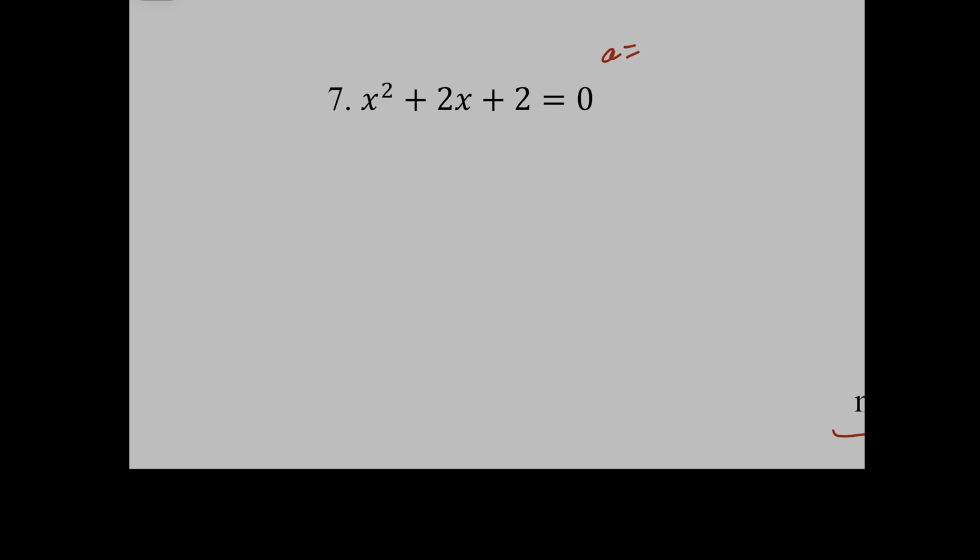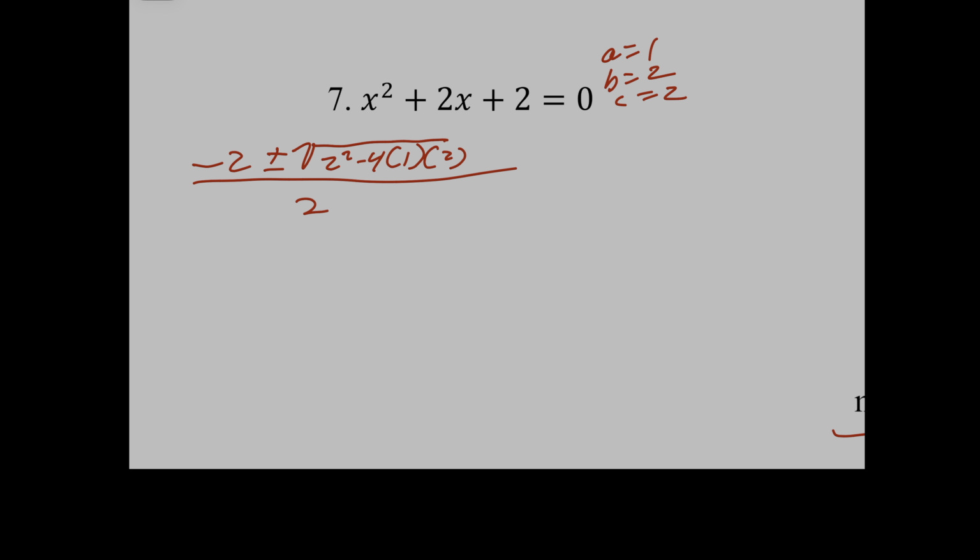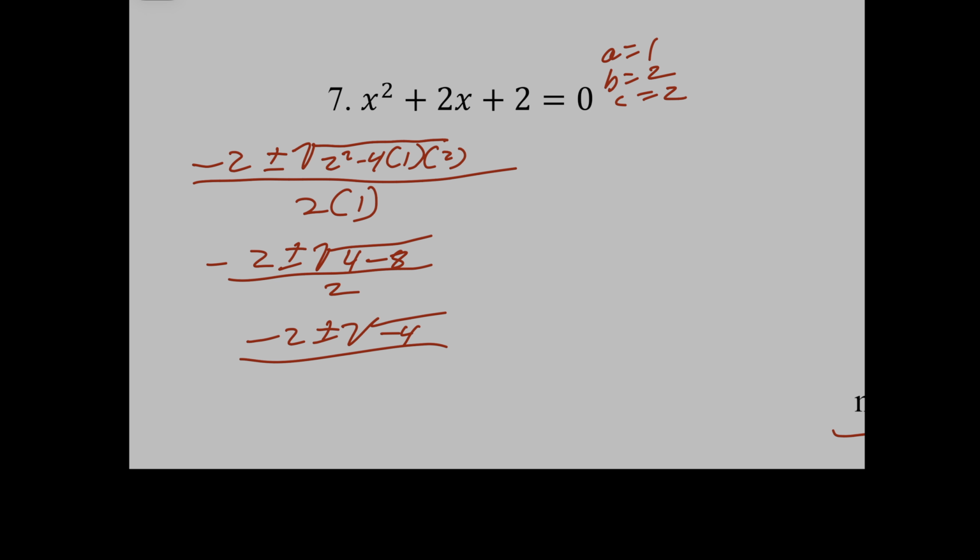What's my A? A equals 1. B equals 2. C equals 2. Opposite of B, plus or minus the square root of B squared minus 4 times A times C, all over 2A. This is going to be a fun one. Watch this. Negative 2 plus or minus the square root of 4 minus 8 all over 2, which is negative 2, plus or minus the square root of negative 4 over 2.